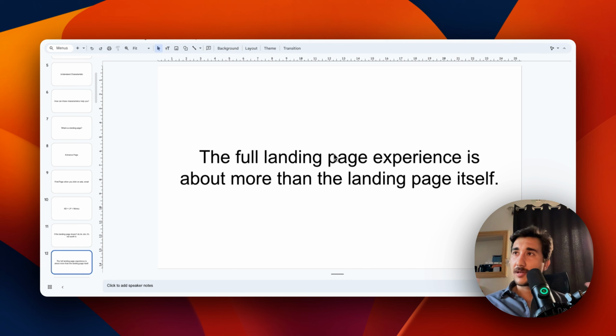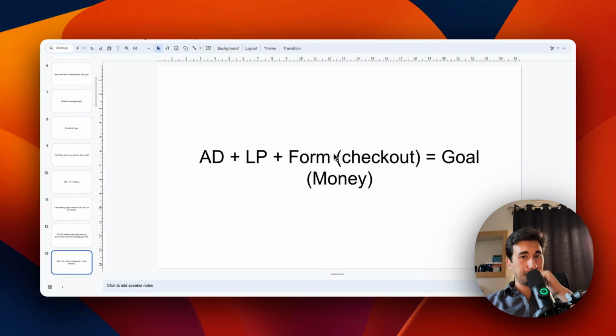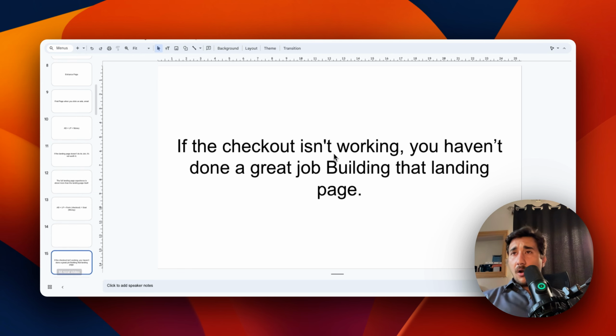So let's talk about the characteristics of landing pages. The first thing is that a landing page plus form or checkout is equal to money. Money is actually the goal, so that's how things happen. In some cases you will be using a form, and on e-commerce you will be using a checkout. So this is how a funnel will look: ad, landing page, checkout. If the checkout isn't working, that is what I talked about.